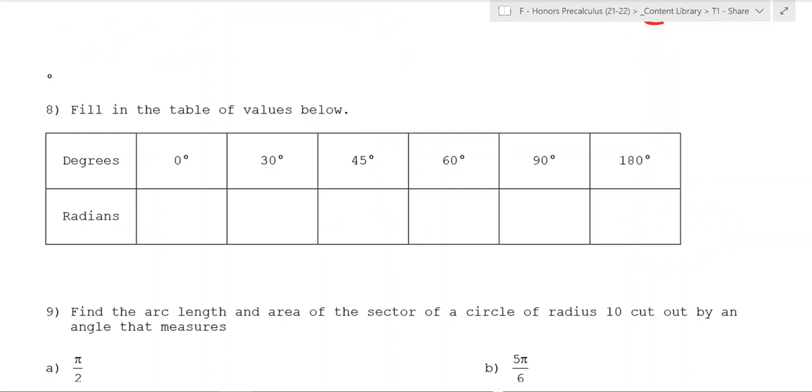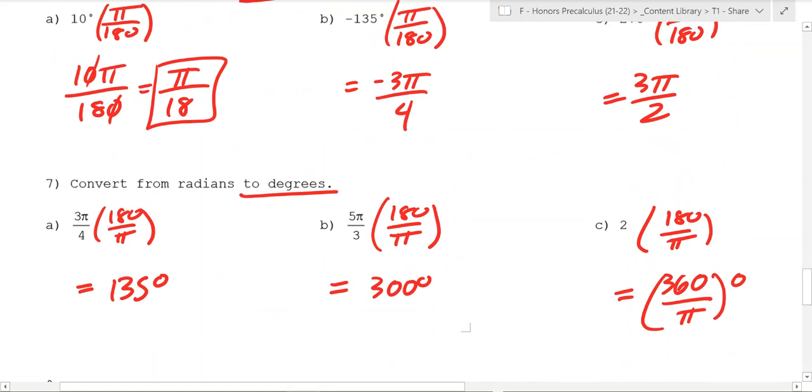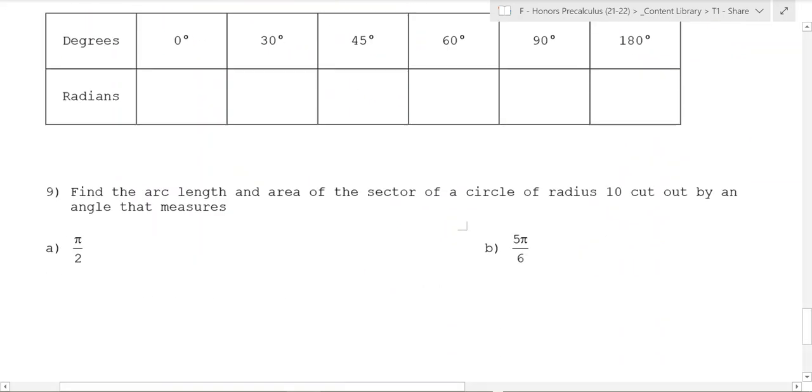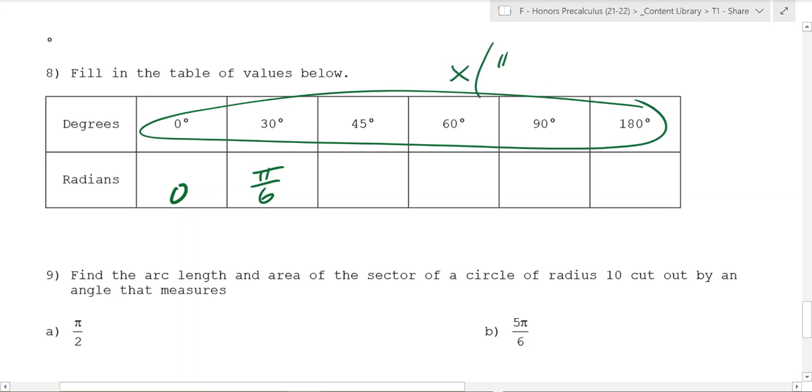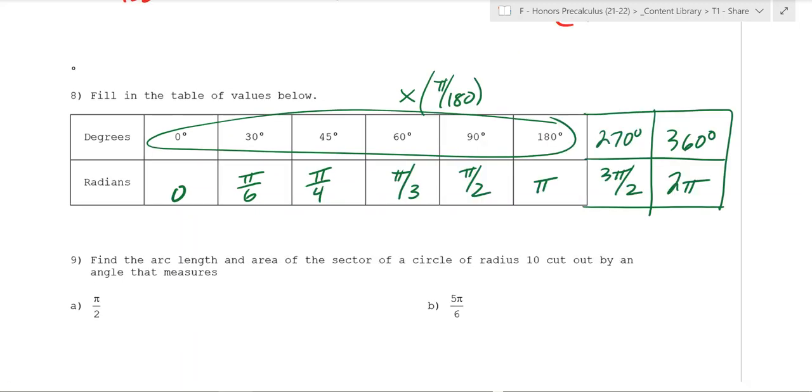So here's something you can fill in on your own. And when you're going from degrees to radians, remember, go back up, you can look at the example here, you multiply by pi over 180. So all of these are getting multiplied by pi over 180 to get down here. So that one's still going to be 0, but then here, you're going to end up with pi over 6. If you do the same type of multiplication, you take all of these top numbers here and you multiply by pi over 180. You end up with a table that looks like this.